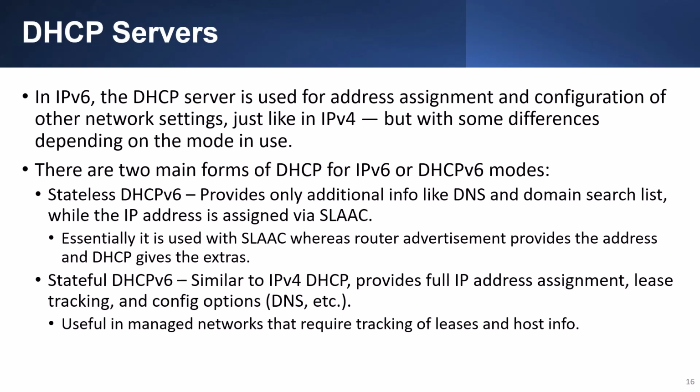In IP version 6, the DHCP server is used for address assignment and configuration of other network settings, just like in IP version 4, but with some differences depending on the mode in use. There are two main forms of DHCP for IP version 6, or DHCP version 6, modes. Stateless DHCP version 6 provides only additional information like DNS and domain search list, while the IP address is assigned via SLAAC. Essentially, it's used with SLAAC, where the router advertisement provides the address and DHCP gives the extras.